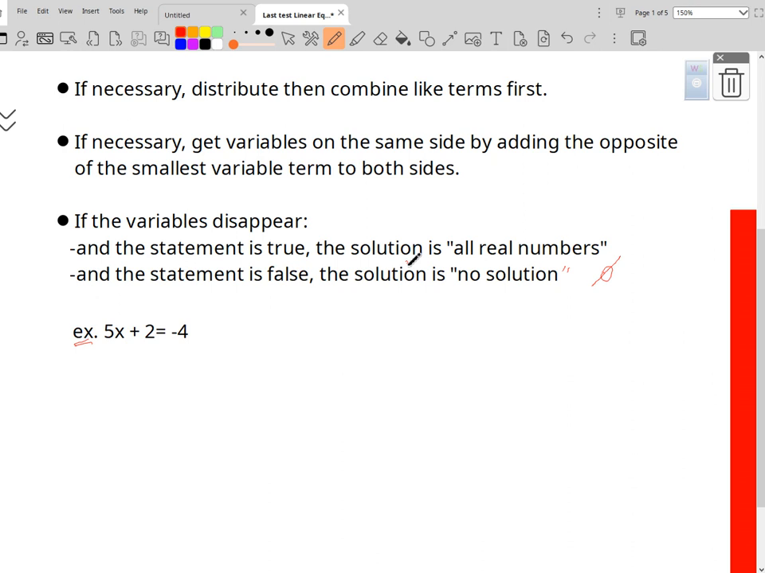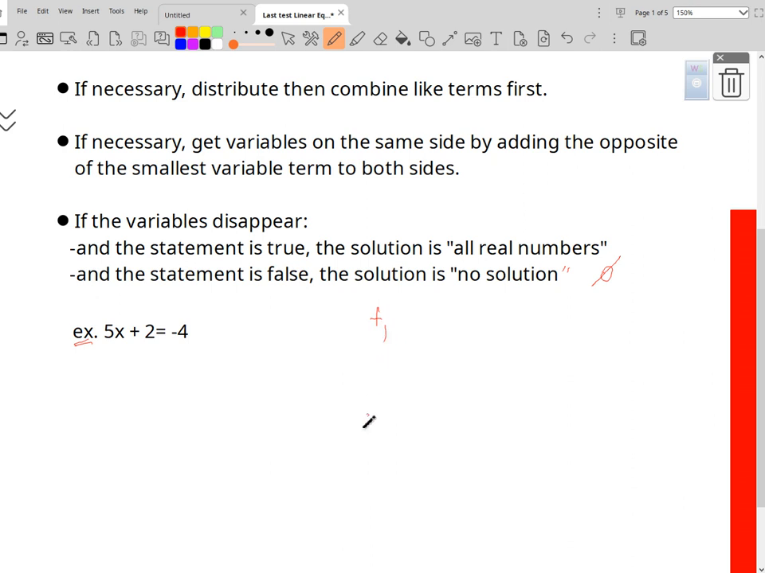So what do we do to solve this equation? What's the first thing we're going to do to solve this equation? So what are the operations we're undoing? Adding, subtracting, multiplying, or dividing? We are going to undo adding. We're going to undo the adding by subtracting.